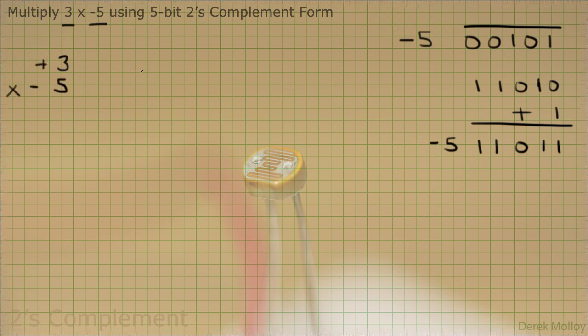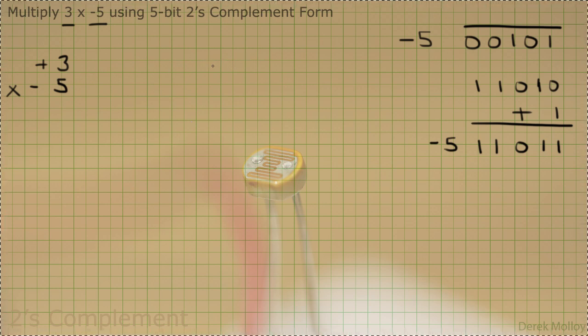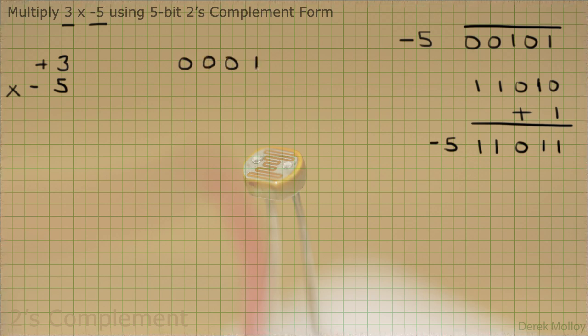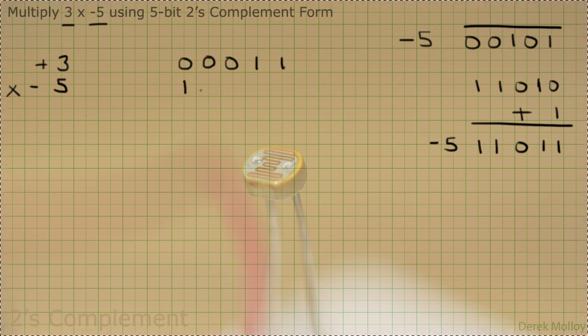And I'm going to give myself a bit of room here because we'll see we're going to need a bit of room. So I'll try and keep it square with the squares. So 3 is going to be positive 3, so 0, and then we have 4 bits for the magnitude, 0, 0, 1, 1. So that's 1 plus 2 is 3. Minus 5, we've just seen, is 1, 1, 0, 1, 1. So just draw my line.